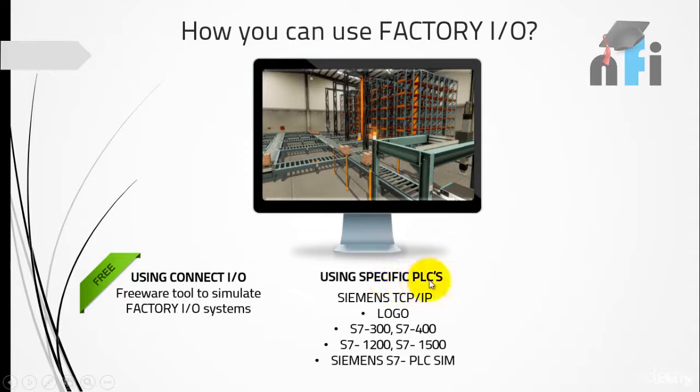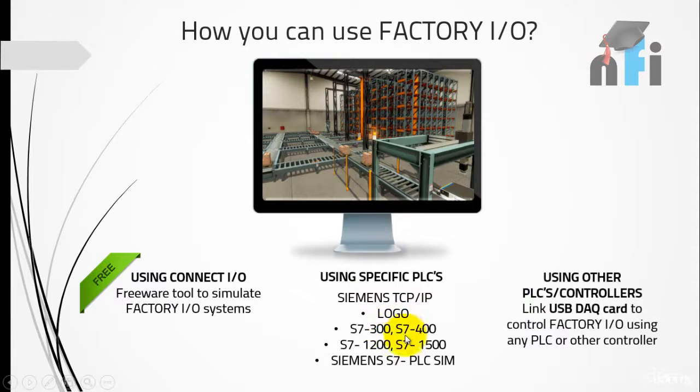Then you can use some specific PLCs like Siemens TCP/IP, which is a communication module, then Logo PLC and S7-300. If you have these PLCs yourself, or even the simulator, you don't need any other hardware. You can directly link your PLCs with your Factory IO. You don't need ConnectIO. You can make your logic in the later logic platform. If you don't have these PLCs, or if you have some other controller, you can link that as well using a USB DAQ card. This DAQ card is from Advantech. You can use USB 4750 or 4704. Typically we use the 4750 in our lessons, by which we link the software with a Delta PLC. So you can use that with Factory IO.